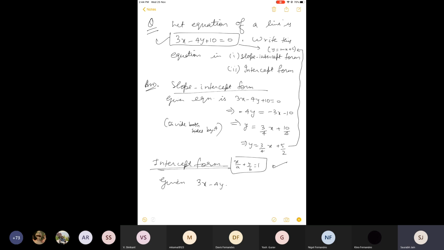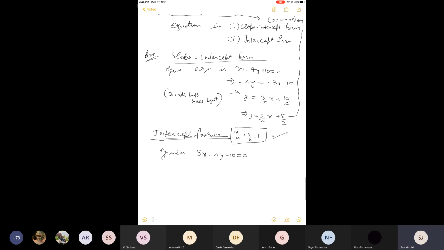So given this is the equation of line. Can anyone tell me how you can write this given equation in this form, intercept form? Any one of you? So you take 10 on the right hand side. First step is correct, good. So how will you remember? All of you listen. In such type of question where you have to express this in intercept form, first thing is to shift only the constant term to the right hand side. Not any other term, only the constant term.